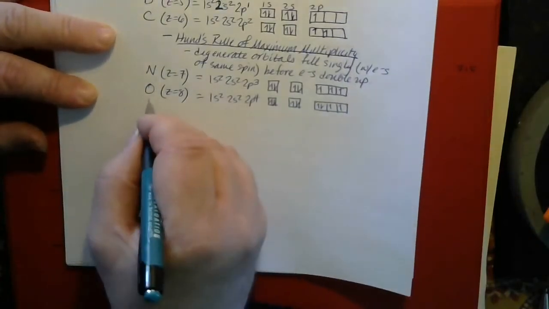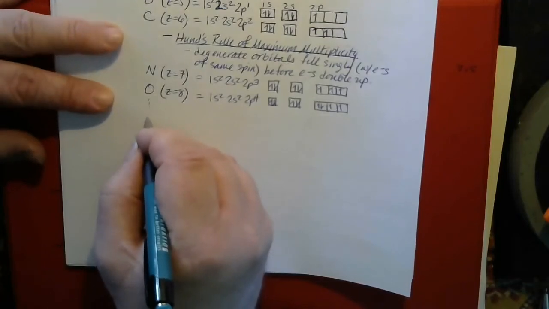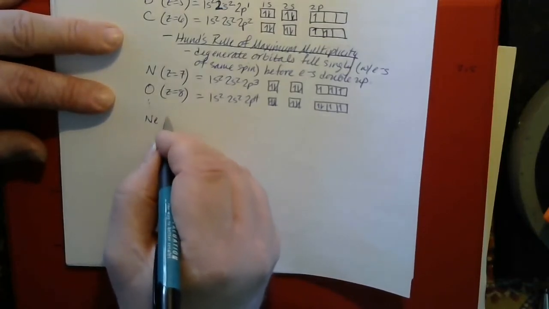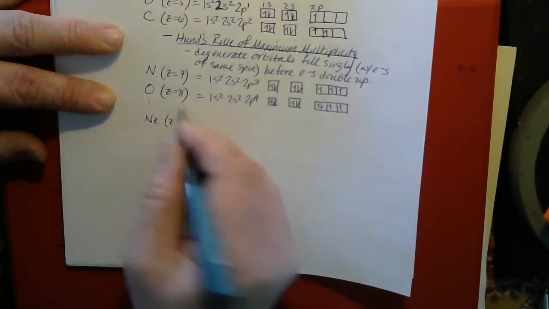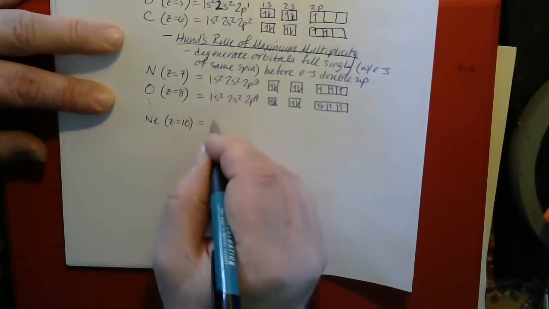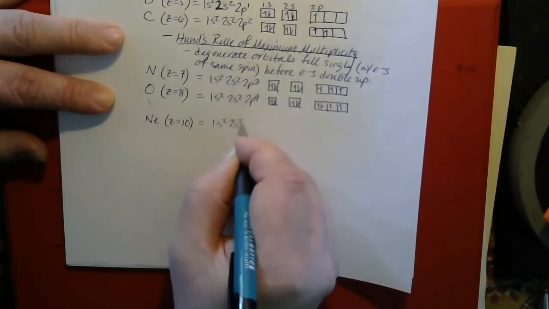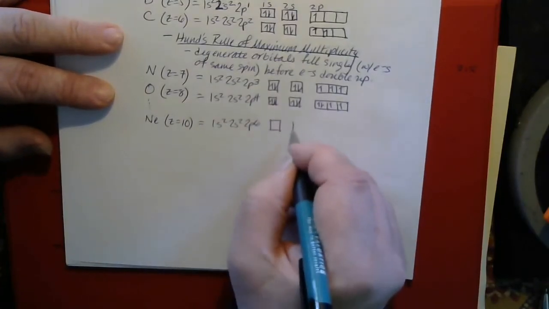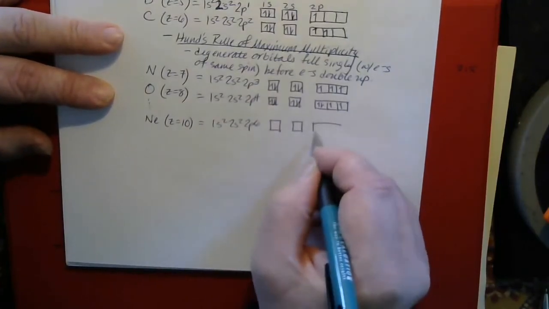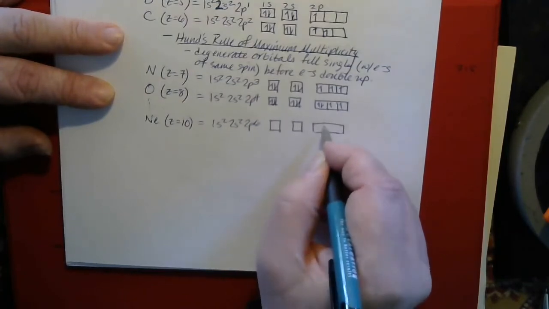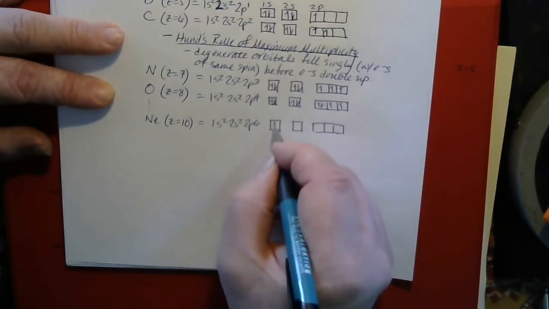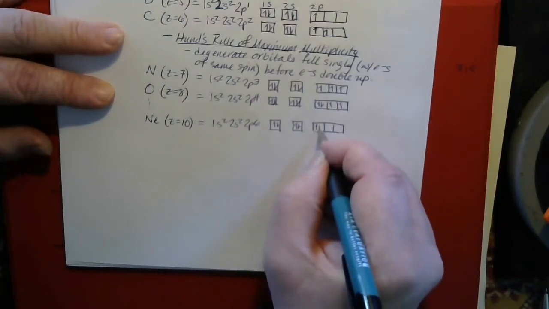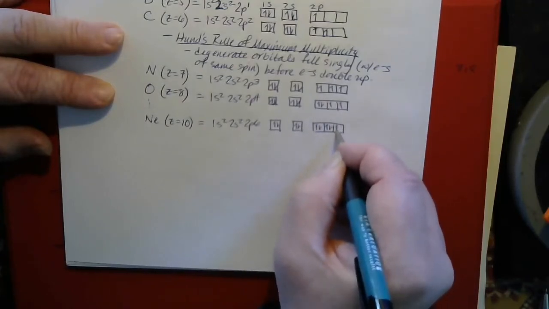Okay, and then we can just keep adding electrons, and we eventually come to neon at the end of that row. I guess I only skipped one element. And where we have 1s2, 2s2, 2p6. So there's your 1s2, 2s2, 2p6.